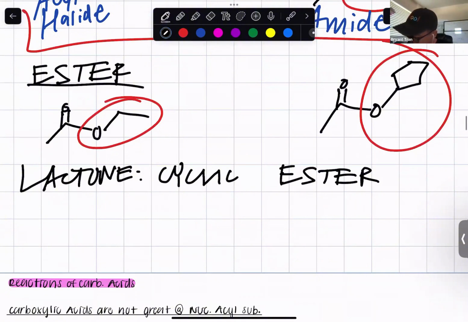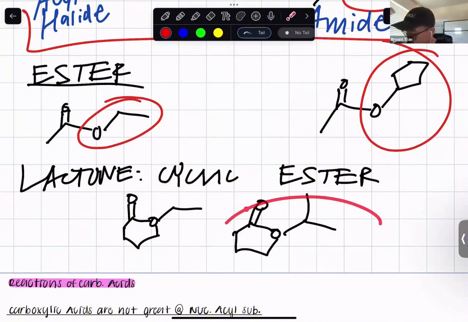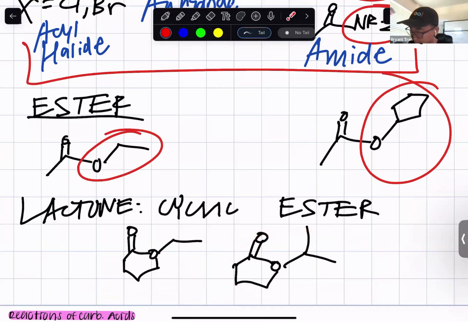A cyclic ester is when we have the same thing, but the ester is cyclic now, like the carbonyl carbon and OR group of the ester are in a ring. So that's one example. Another example would be something like this, where it could be a 6-membered ring, which is this, or a 5-membered ring, which is that. These are considered cyclic esters, and a fancy name for a cyclic ester is just a lactone.